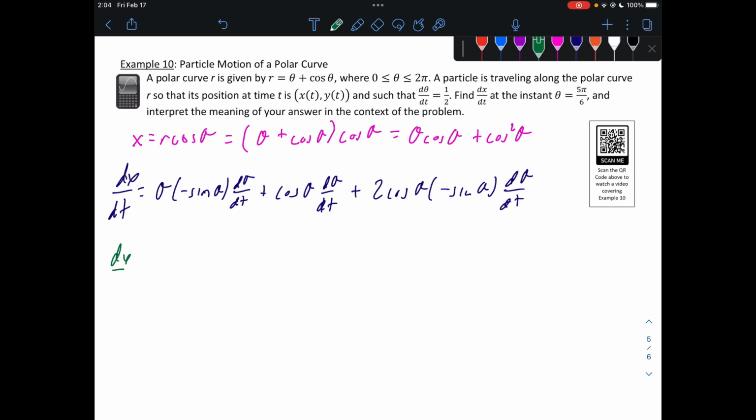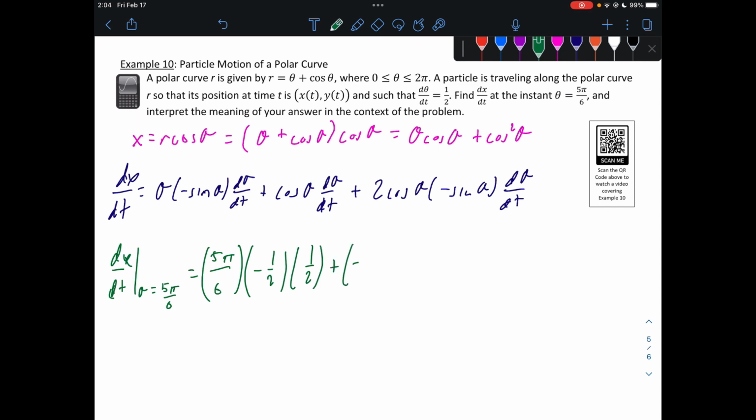All right, so then dx dt when theta equals 5 pi over 6. So we have 5 pi over 6. The sine of 5 pi over 6 would be 1/2, so it's negative 1/2. d theta dt equals 1/2. Plus the cosine of theta would be negative root 3 over 2, times d theta dt, which would be 1/2, plus 2 cosine of theta, which is negative root 3 over 2. Negative sine theta is negative 1/2. d theta dt equals 1/2.